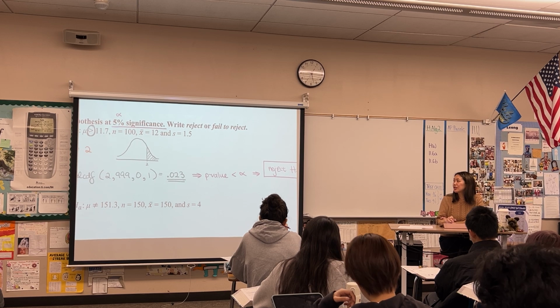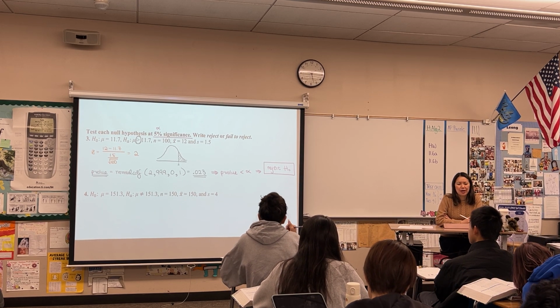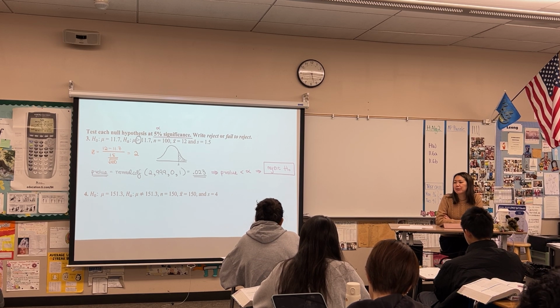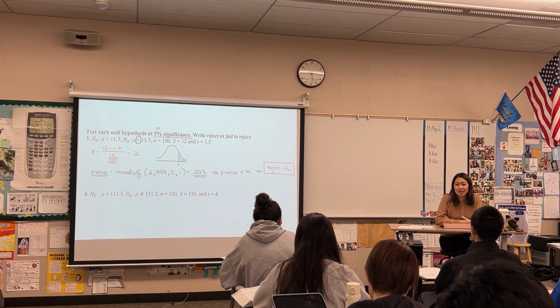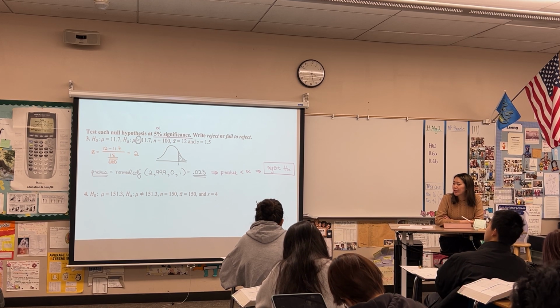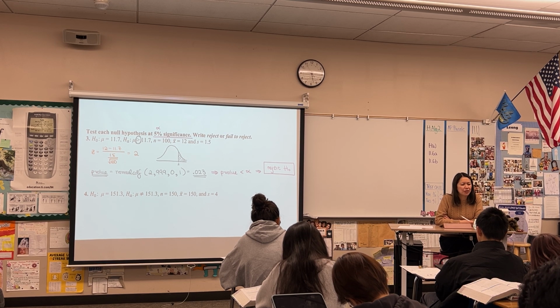That means your sample was weird enough for you to question that null hypothesis. All right? If your sample was very likely to happen, then you're like, all right, I guess I'll take it. All right, I'll keep it. But if your sample is weird enough, then it makes you question the validity of your null.